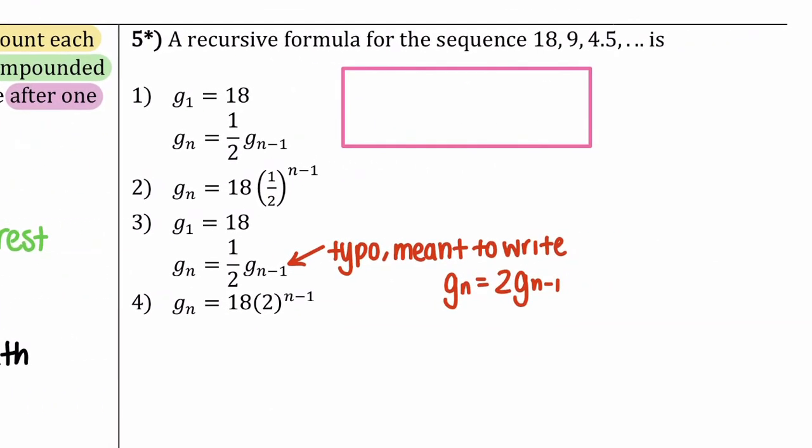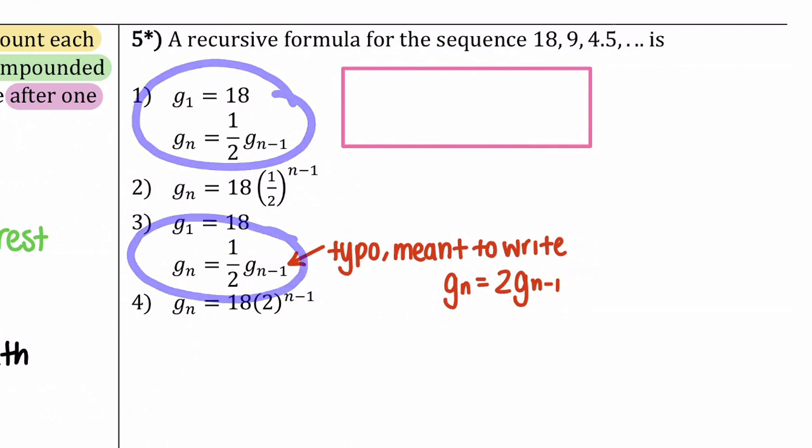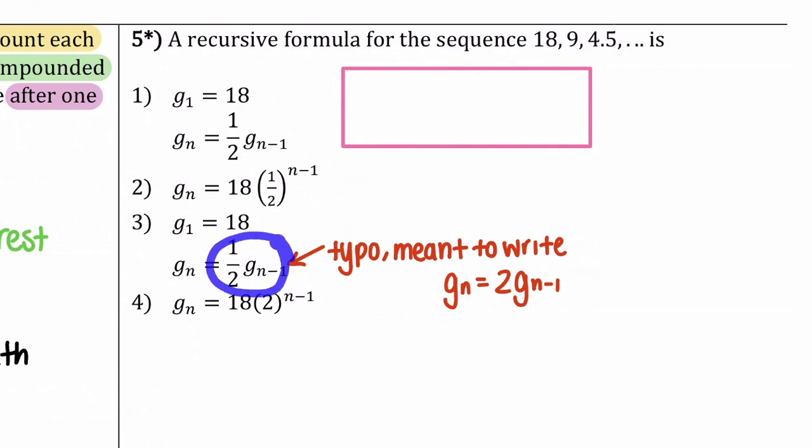So number 5 says, oh, before we move on to number 5, I made a typo here. Answer choice 1 and 3 is exactly the same. Instead of half times g sub n minus 1, I meant to write 2 times g sub n minus 1.